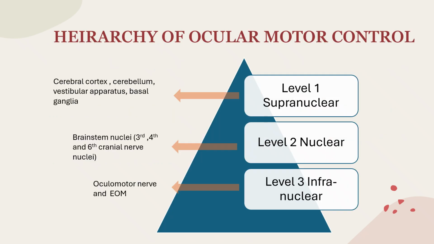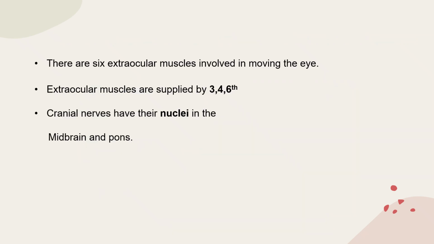So as we have already seen, the hierarchy of the oculomotor control: level 1 is supranuclear, level 2 is nuclear, and level 3 is infranuclear. Level 1, which is supranuclear, includes the cerebral cortex, cerebellum, vestibular apparatus, and basal ganglia. Level 2, that is nuclear, is the brainstem nuclei, the third, fourth, and sixth cranial nerve nuclei. And level 3, that is infranuclear, is the oculomotor nerve and extraocular muscles. As we already know, there are six extraocular muscles involved in moving the eye, and they are supplied by the third, fourth, and sixth nerves.